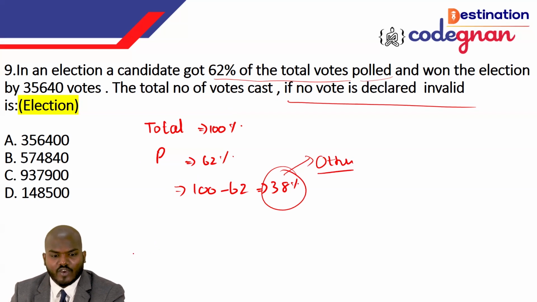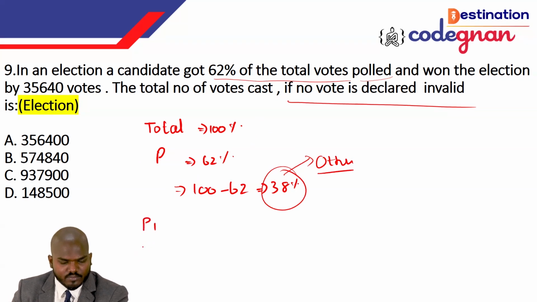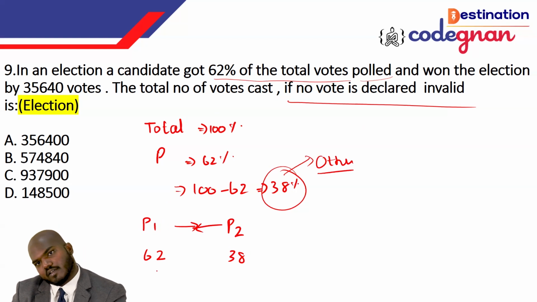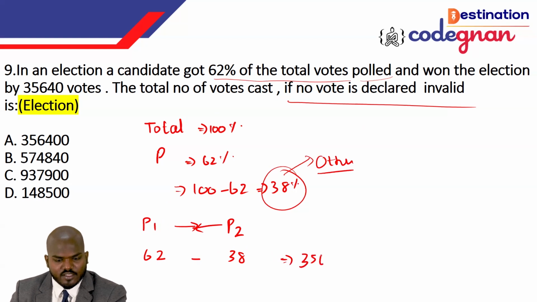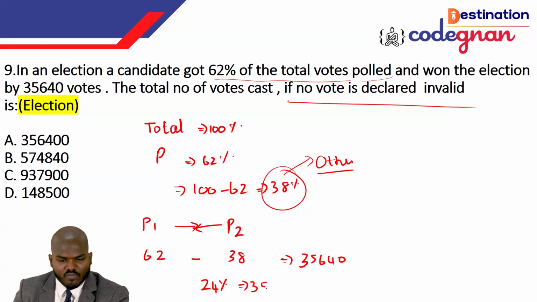So how can we find this out? 62% is taken by P1, and P2 occupies the 38% of votes. They have a difference of votes of 35,640. Between them, 62 minus 38 is 24%. That is, 24% of votes is equal to 35,640.